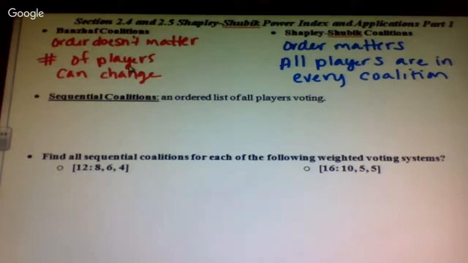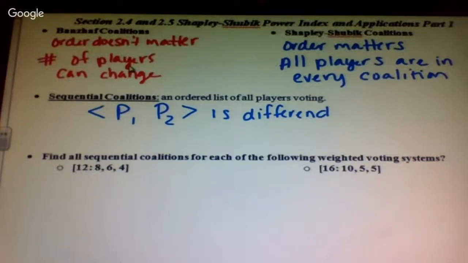Wouldn't that make all coalitions the same? No. Technically, yes, in total, but what we're doing with these ones is different. For Shapley-Shubik, we use what we call sequential coalitions, which is an ordered list of all players voting. Player 1 before player 2 is different than player 2 before player 1.